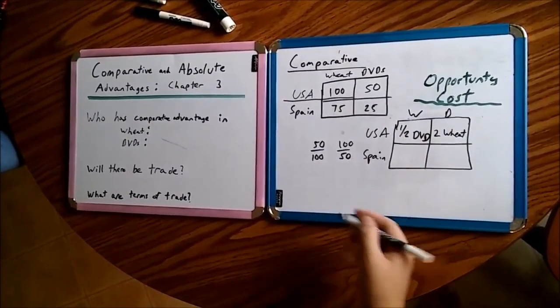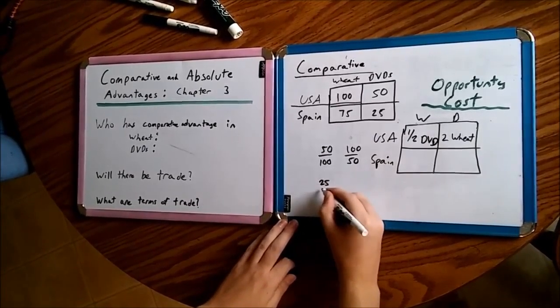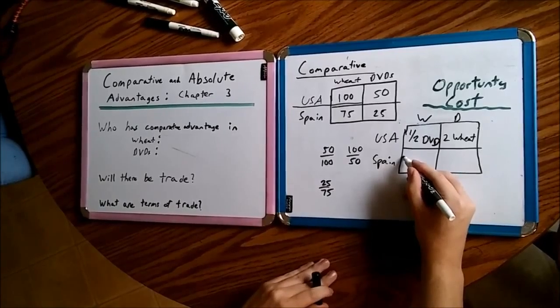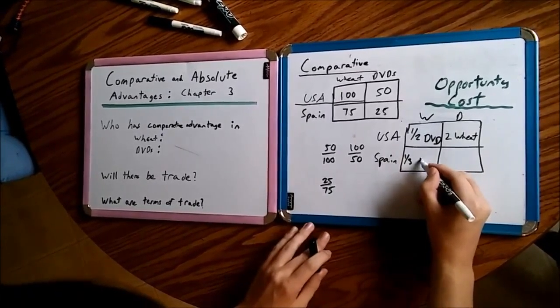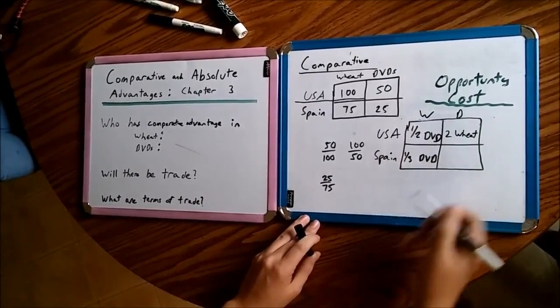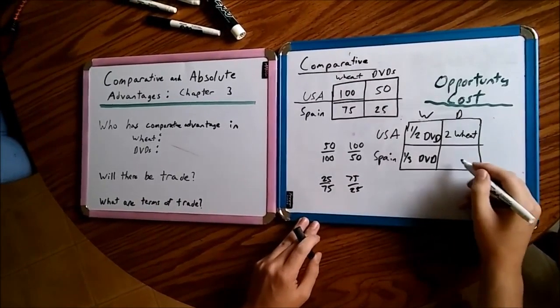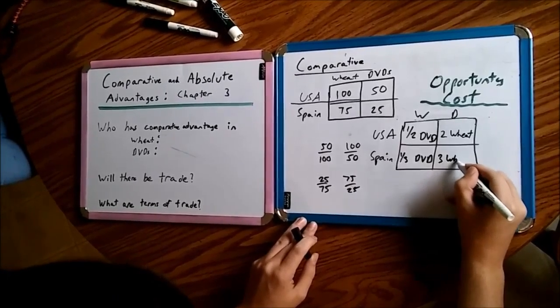Looking at the same thing for Spain, do 25 over 75. In producing one more wheat, you have to give up 1/3 of a DVD. And the reciprocal of that, 75 over 25, gets you 3 wheat.